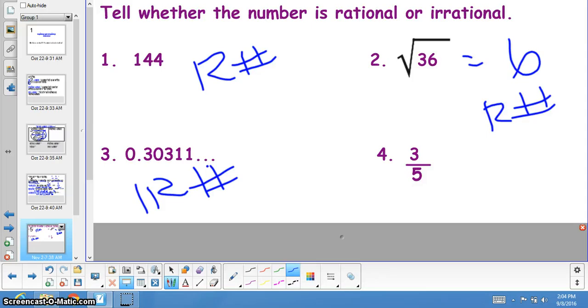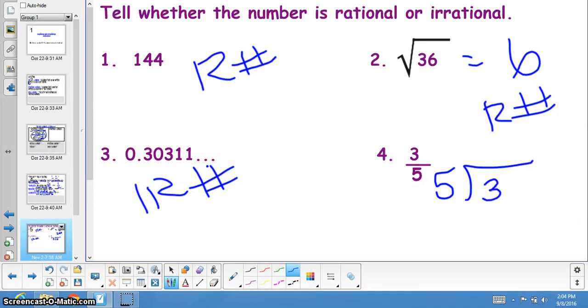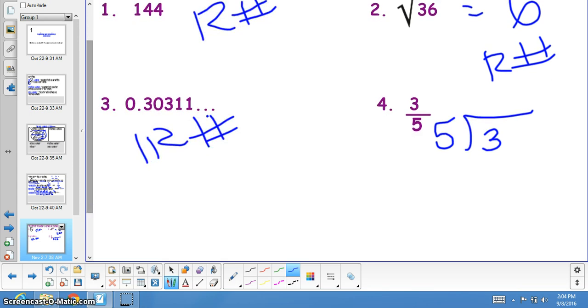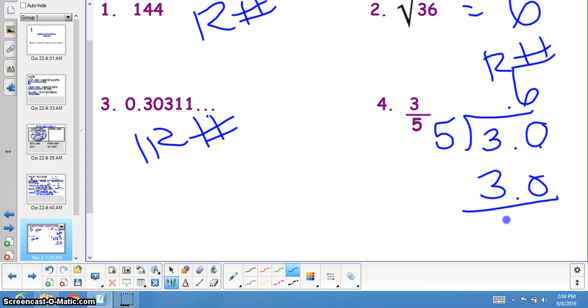There's no pattern. Well, last one, number 4, 3/5. Not sure what to do, but I do know this is a fraction, and I know fractions can turn into decimals. So I need to solve it. I need to figure out if this can be rational or irrational. So I'm simply going to solve. The denominator goes on the outside of the house. 5 does not go into 3, so I'm going to put my decimal and add a 0, I have the number 30. Can 5 go into 30? Yes, 6 times. 5 times 6 is 30, subtract, I get 0.